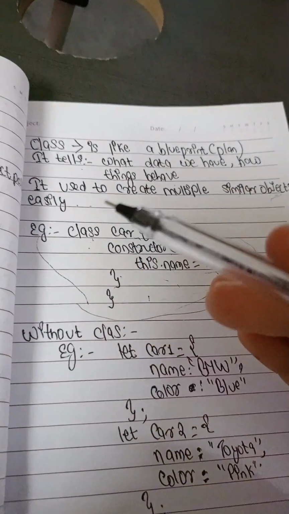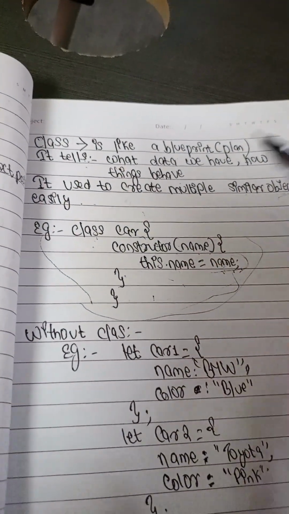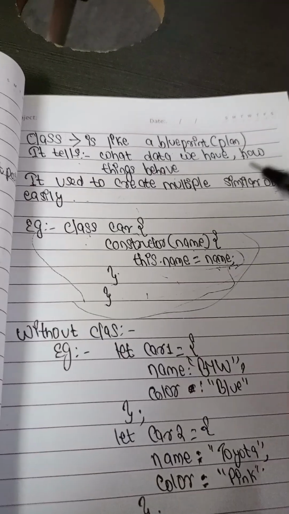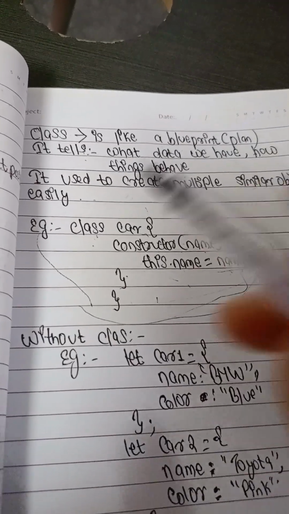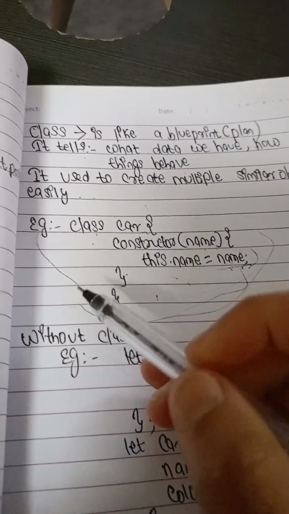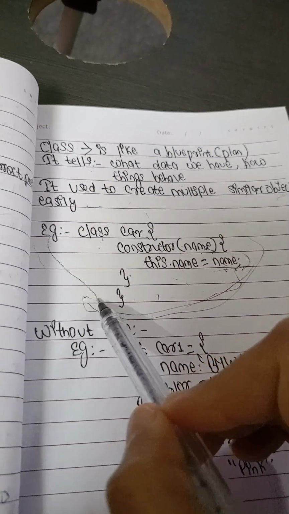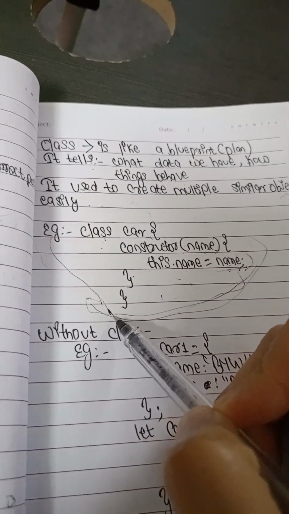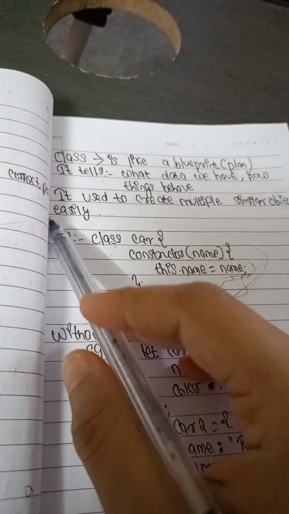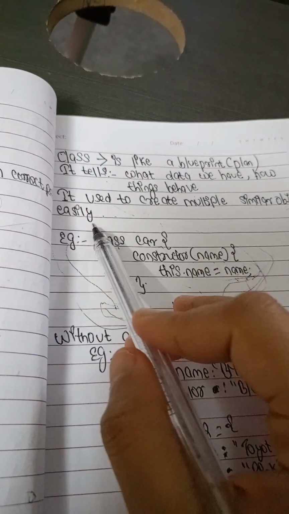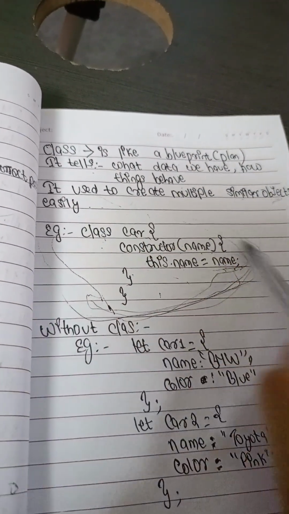So basically, a class is like a blueprint or a plan which tells what data we have and how things behave. I have taken a simple example here. It does not create anything, right? It does not run. It's just a plan. So a class is a plan, it's a blueprint, right?